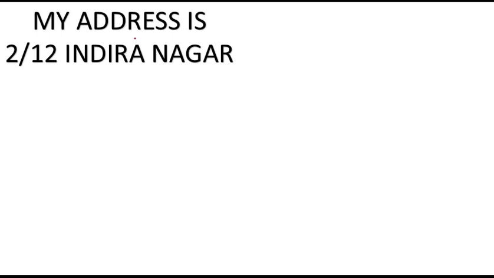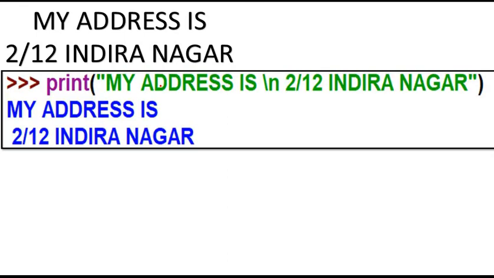Similarly, if you want to print the string in 2 lines, again if you press enter, your cursor will come to the next line, but in the display you want the output to be in 2 lines. So for that you have to use backslash n. How to use it? See, my address is in the first line, and this backslash n will change the line. So after is, the line is changed here, and this is in the next line here.